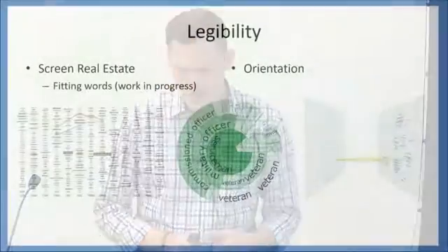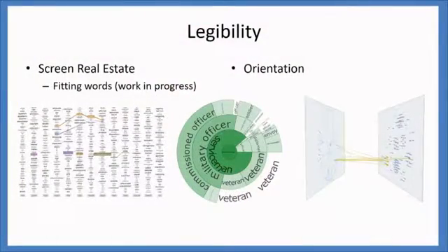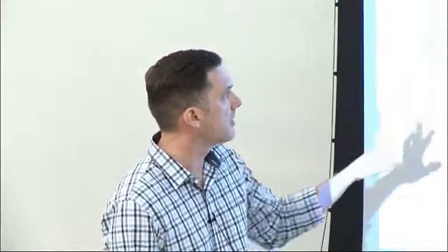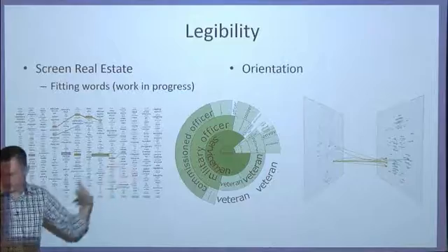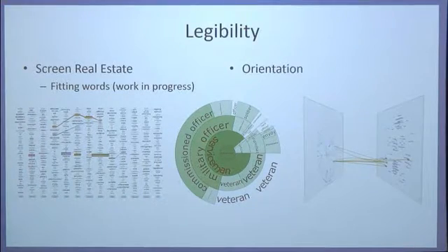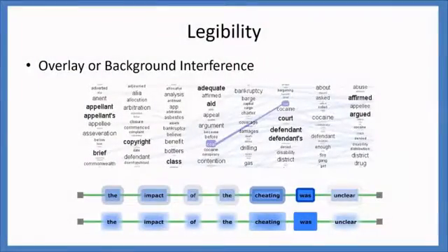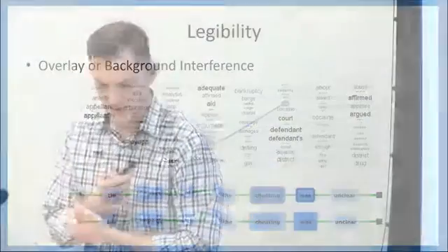We've got actual rendering issues. So things like screen real estate and fitting words in. I've got a student, Mariana Shimabukuru, who's working on this right now, trying to figure out, can we shorten words to make them fit without losing their interpretability? What are the perceptual consequences of doing things like rounding words and putting them on angles and putting backgrounds behind them? And does that affect our ability to use the visualizations?